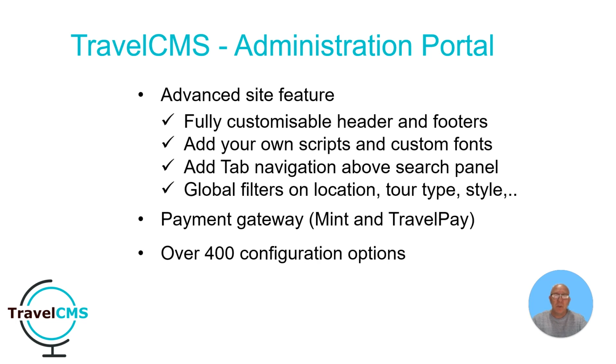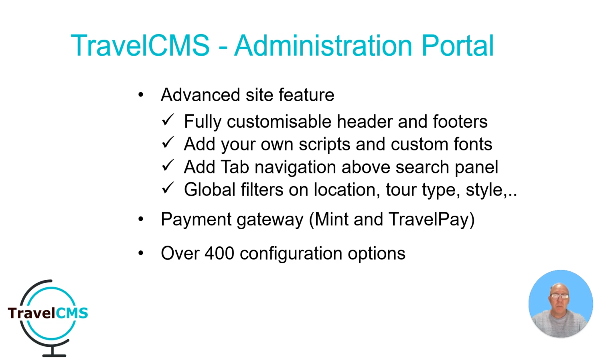We also have global filters. So if you're selling out of the US, for example, you can't sell to Cuba, you can't sell Cuban tours, you can't sell North Korea tours, you can actually filter those out. You can also change the filter types at a global level for the tour type. So if you just want to sell river cruises, you can have a search engine that just sells river cruises. If you just want to sell land-based tours, you can just have a search engine that sells land-based tours.